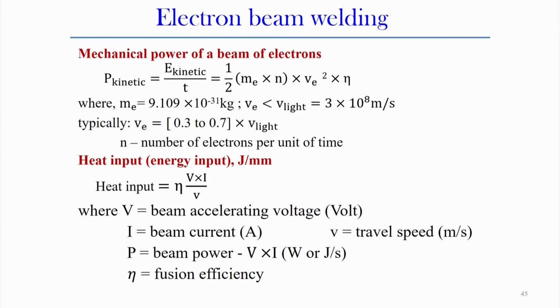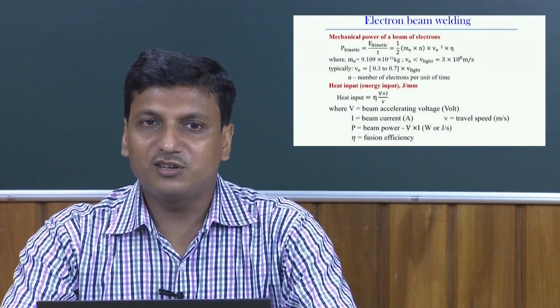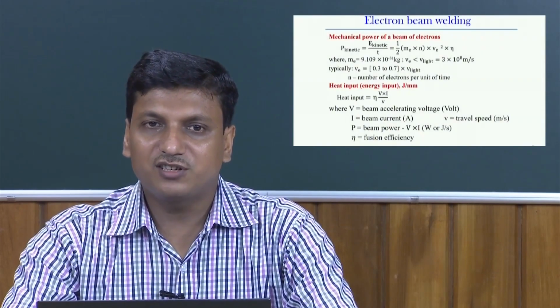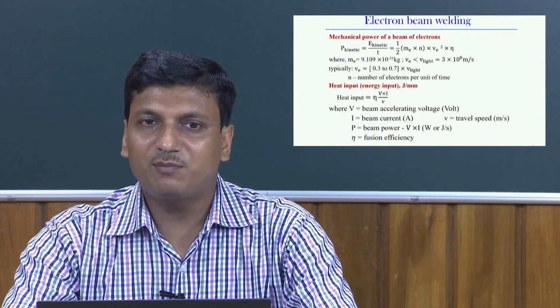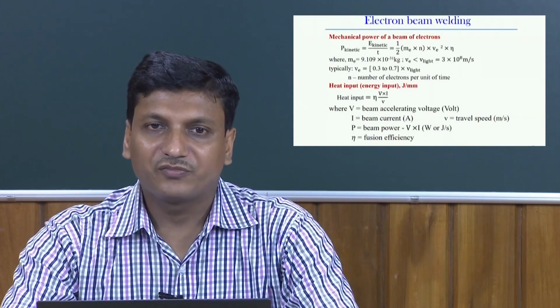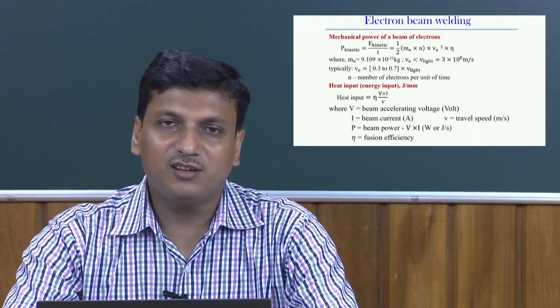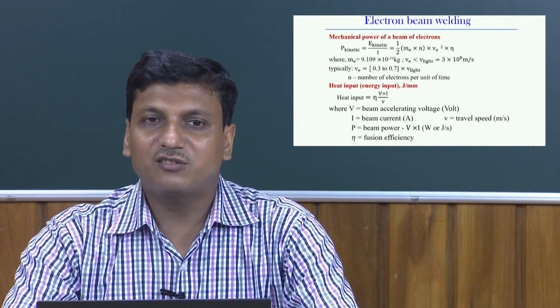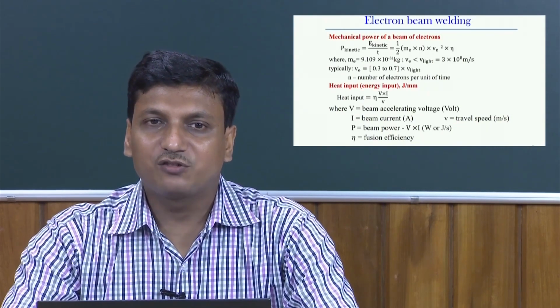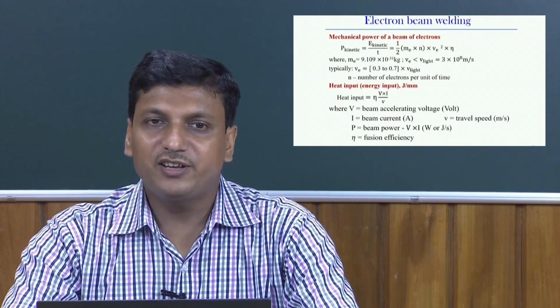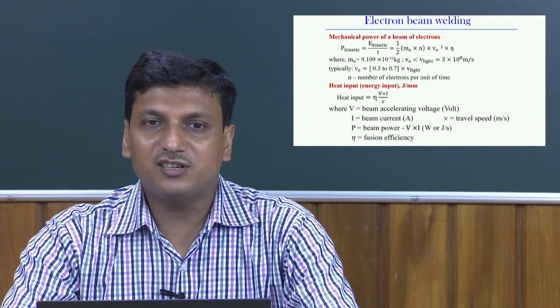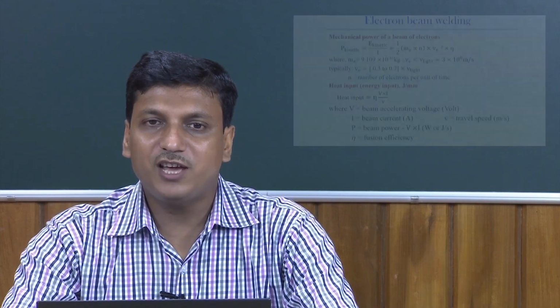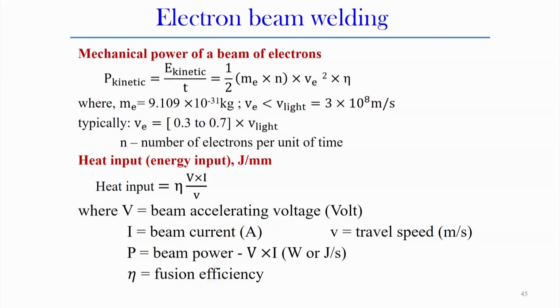We can do some very simple or basic calculations for electron beam welding processes. The first calculation is how to estimate the mechanical power of a beam of electrons. If you see the formula, the kinetic energy of the electrons divided by t gives the power, which is estimated by half of m times n times V squared, multiplied by the efficiency.